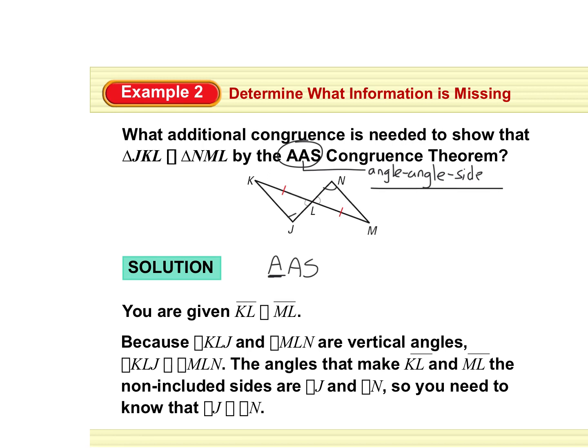So, same thing with angle, angle, side. It has to go in that order. You can't jump around the triangle. Okay?